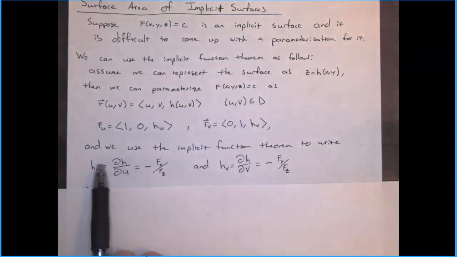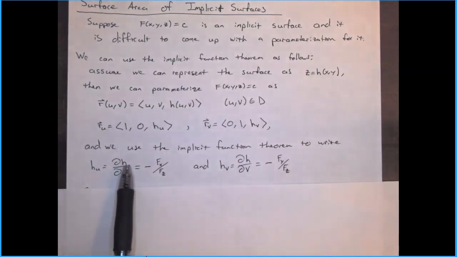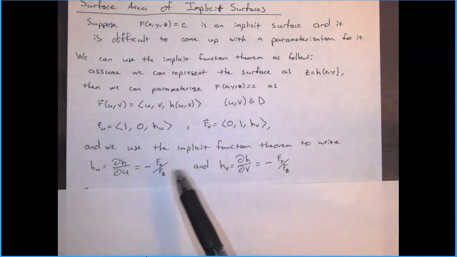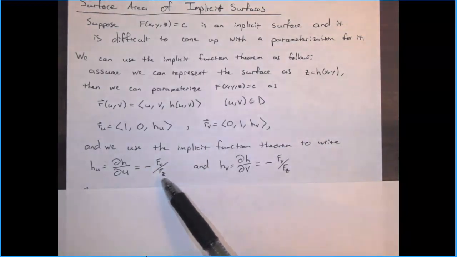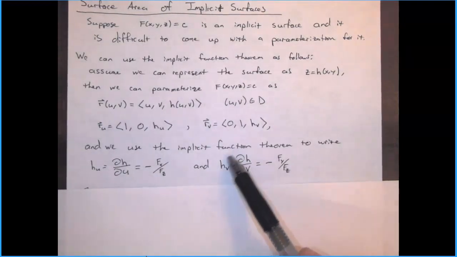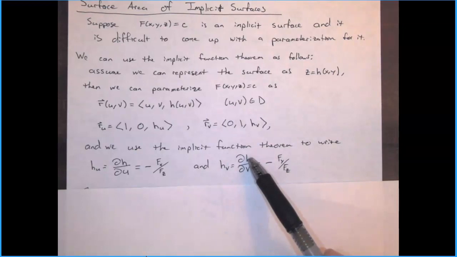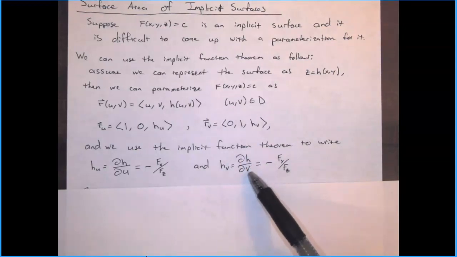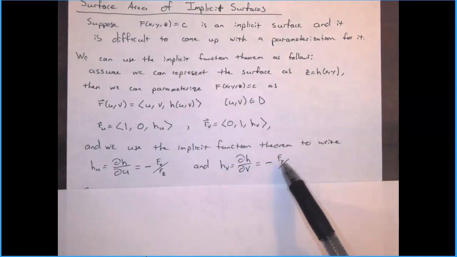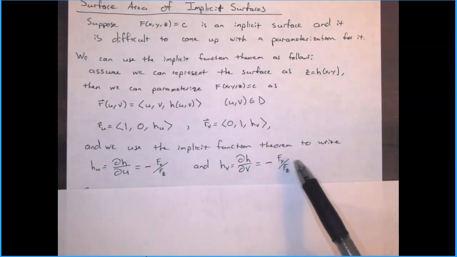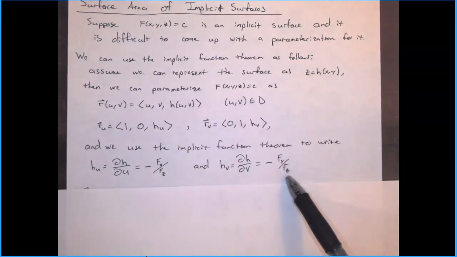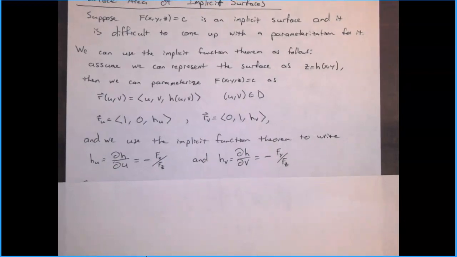So we're going to replace the partial derivative of h with respect to u. Remember, h is really z, u is really x. So this is negative the partial derivative of capital F with respect to x divided by the partial derivative of capital F with respect to z. We do the same thing and replace the partial derivative of h with respect to v. Remember, h is really z, v is really y. So we replace that with negative the partial derivative of capital F with respect to y divided by the partial derivative of capital F with respect to z.